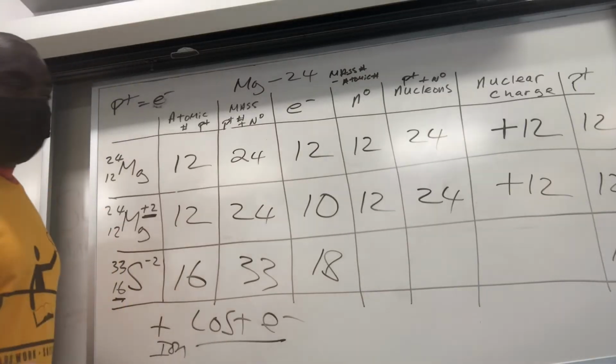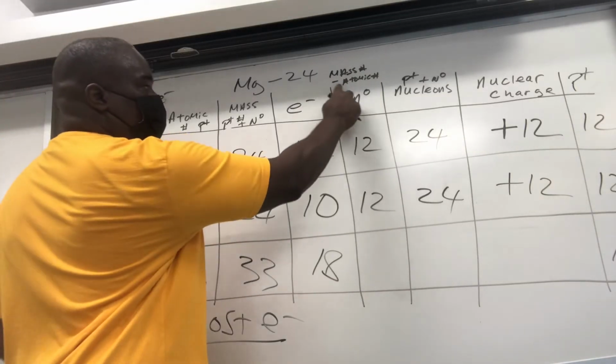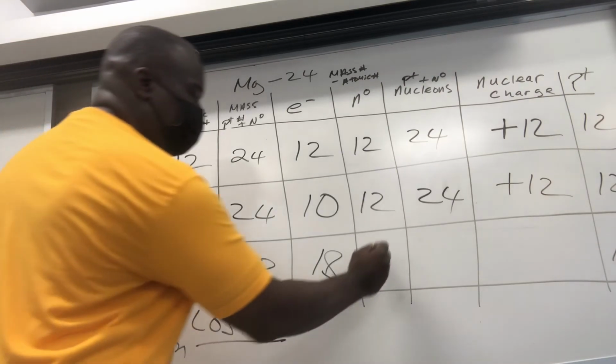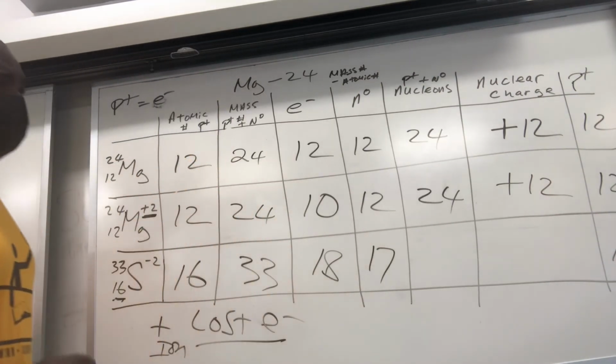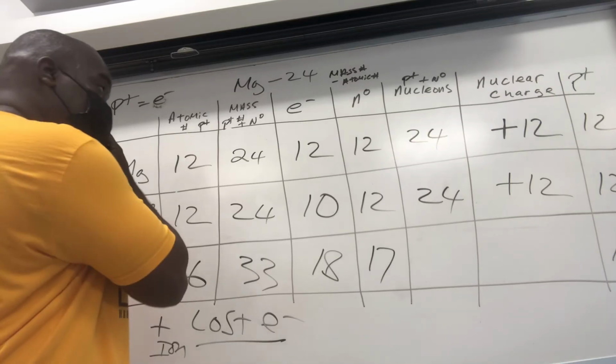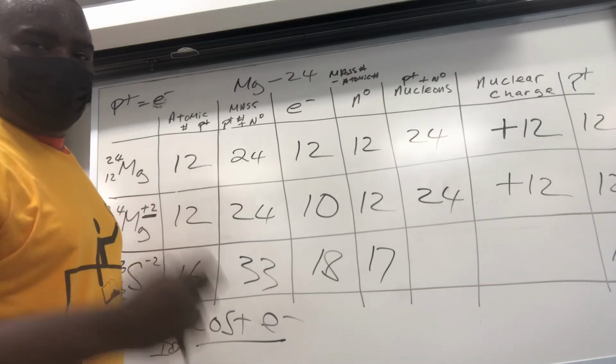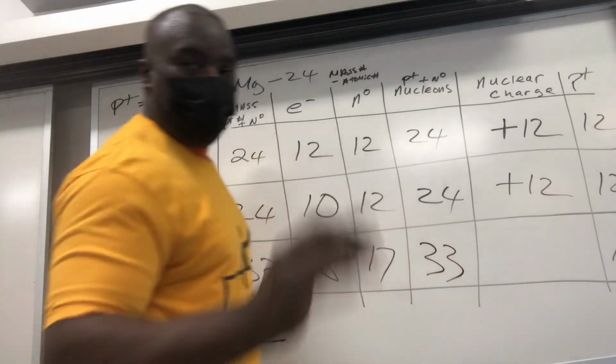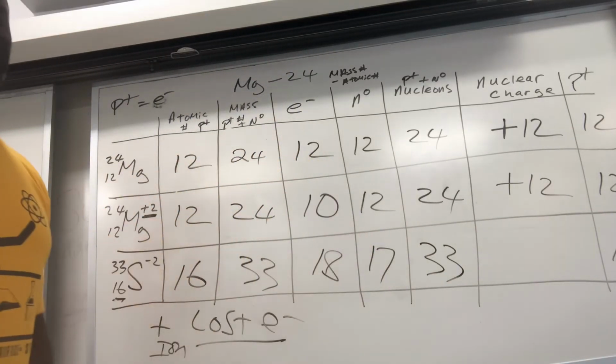How many neutrons? You simply do a subtraction between the mass number, take away the atomic number. The mass number is 33, so 33 take away 16 is 17. What's the nucleons? The nucleons reflect the mass number, the protons and neutrons, which is 33. And the last one, nuclear charge.